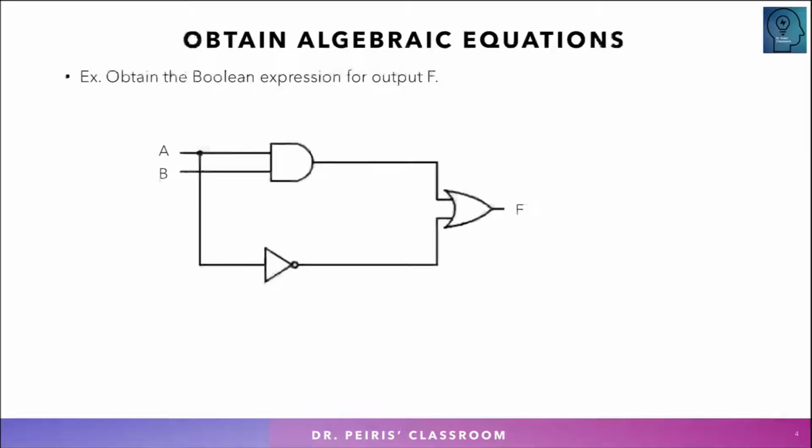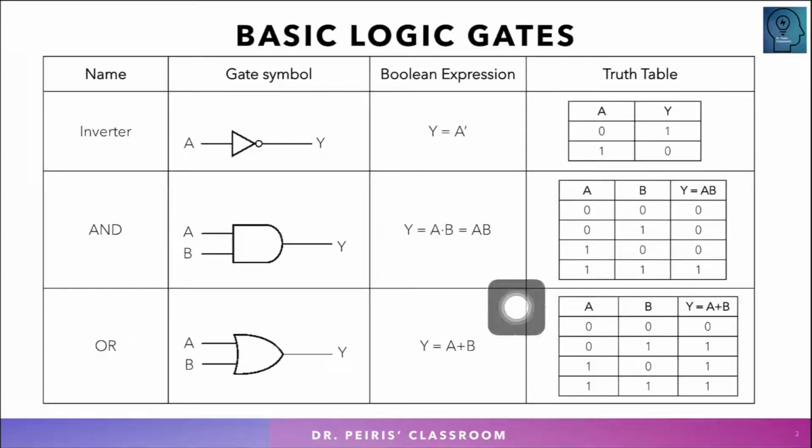Now let's see how we obtain Boolean expressions for a given circuit. We are basically going to obtain the output expression for F. To do that we need to remember the Boolean expressions for the three gates that we discussed. For the inverter it is the complement of the input. For the AND it's A dot B, or simply we can omit the dot. For the OR we do A plus B, so plus represents the OR.